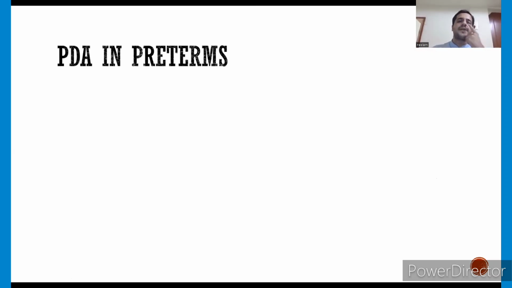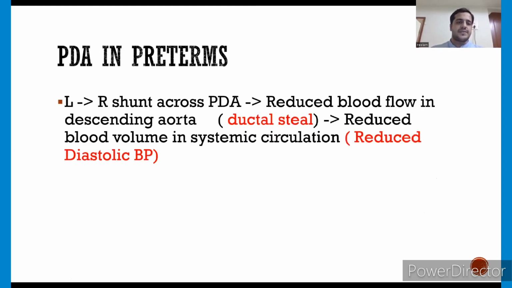Okay. So then coming to the PDA, what happens in PDA, especially in preterm babies, is there is a left to right shunt occurring across the ductus arteriosus. There is decreased blood flow in the descending aorta, which we call ductal steal. And because of the decreased blood flow in the descending aorta, the blood flow to the systemic circulation is low. As a result, there is a reduction in the diastolic BP. Okay, so the volume of blood which should be there in the systemic circulation decreases because of the ductal steal.